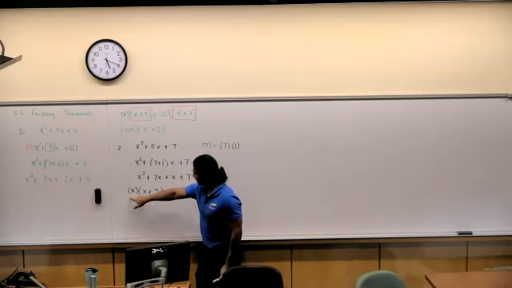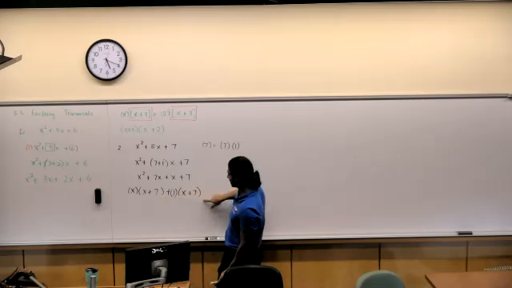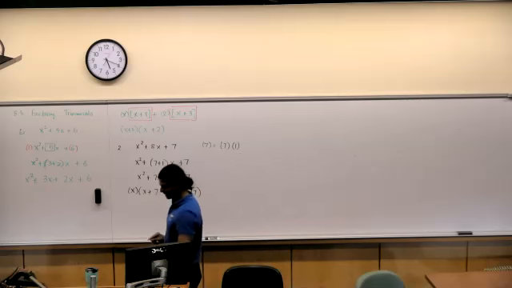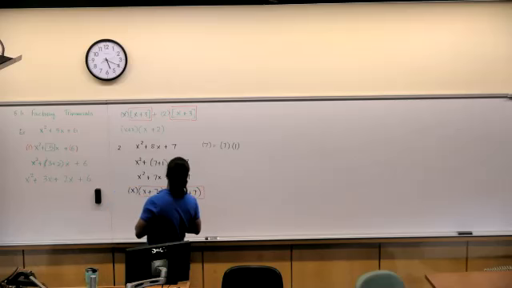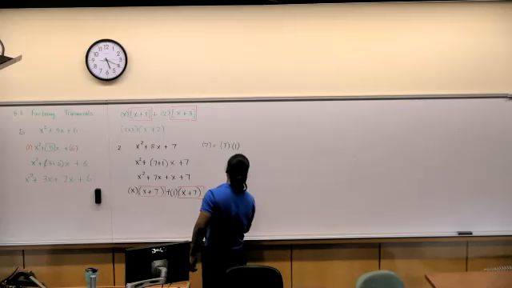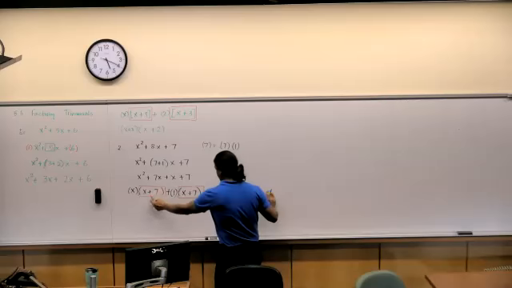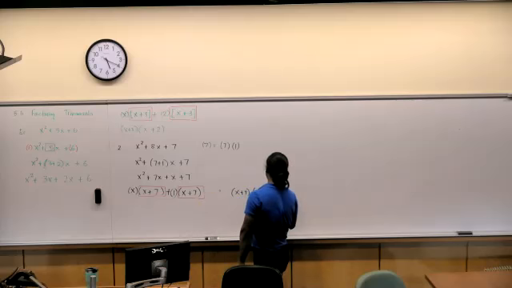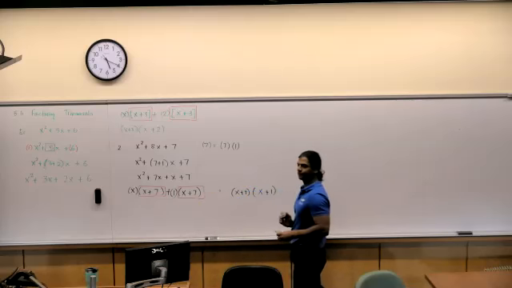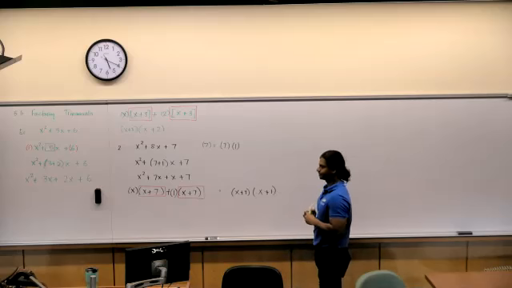Now, what do I have in common between that term and that term? X plus 7. So if I pull x plus 7 out, in the first term, I'd leave x behind. In the second term, I would leave 1 behind. Good.